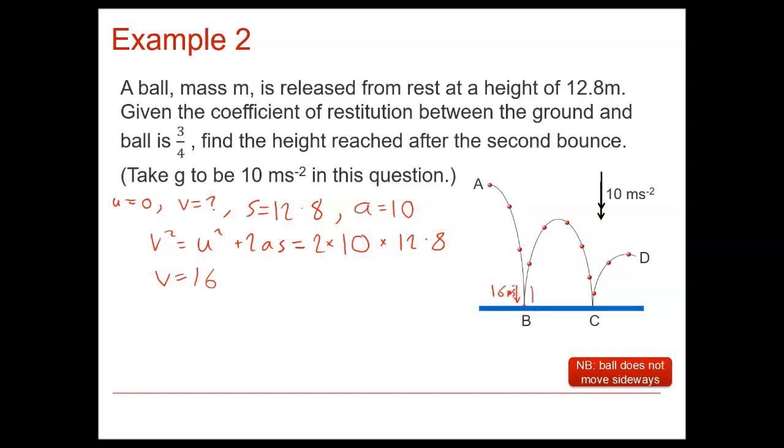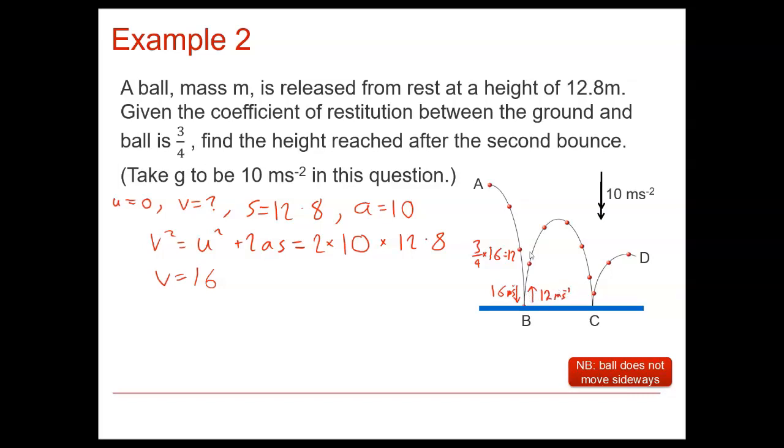So after the bounce, if the coefficient of restitution is 3/4, that means it's going to have 3/4 of its speed after the bounce. And 3/4 of 16 is 12. So it's going to bounce back up at a speed of 12 meters per second.